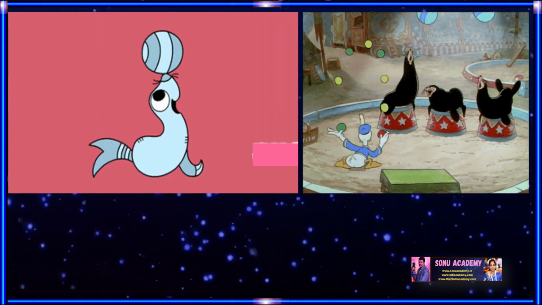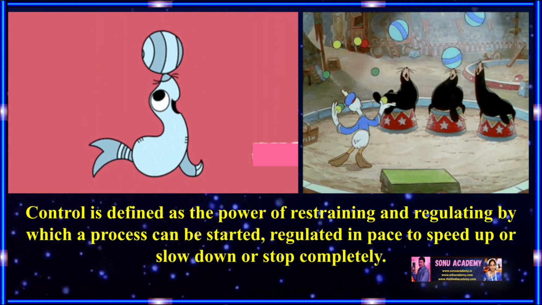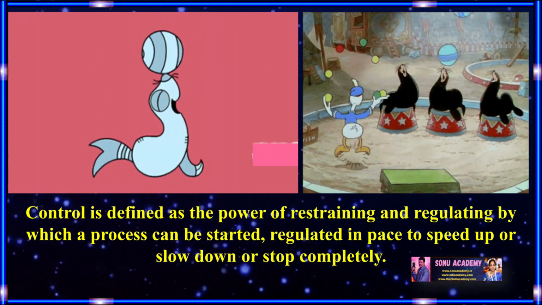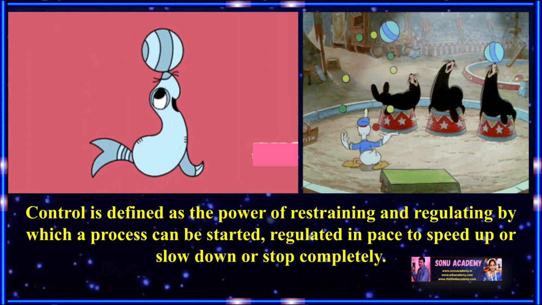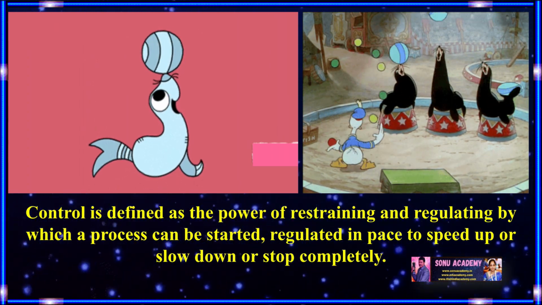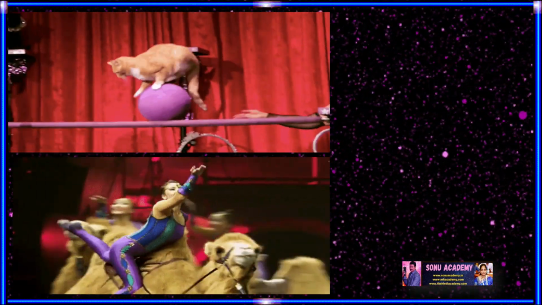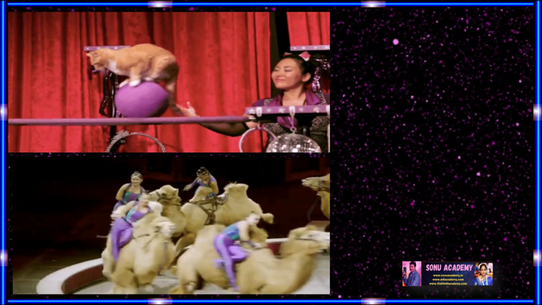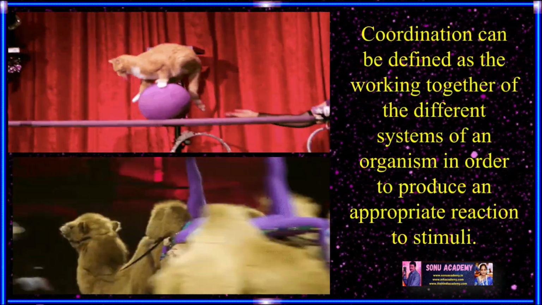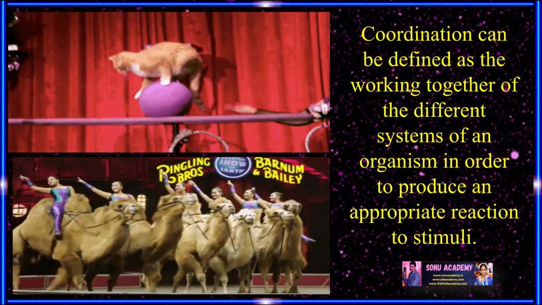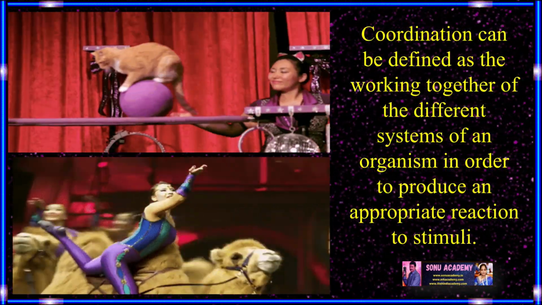Let us see what is control. Control is defined as the power of restraining and regulating, by which a process can be started, regulated in a place, speeded up or slowed down, or stopped completely. Coordination can be defined as the working together of different systems of an organism in order to produce an appropriate reaction to stimuli.